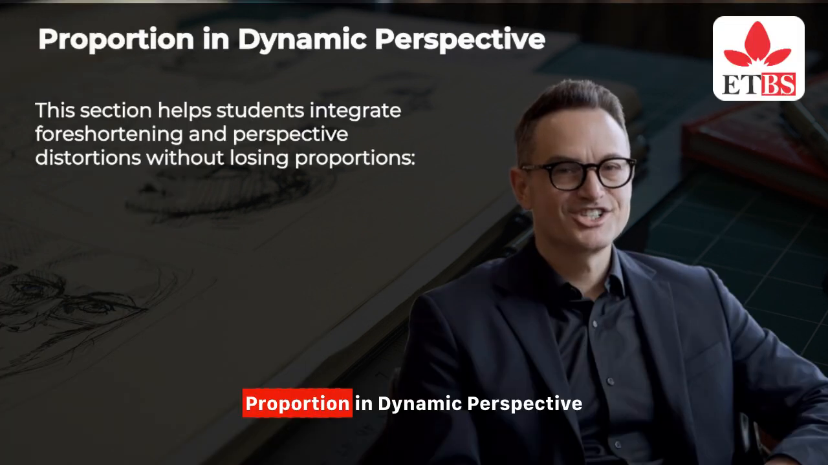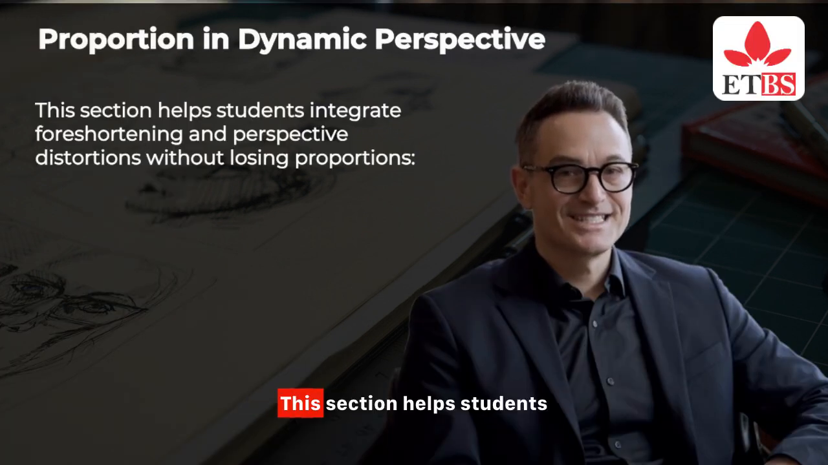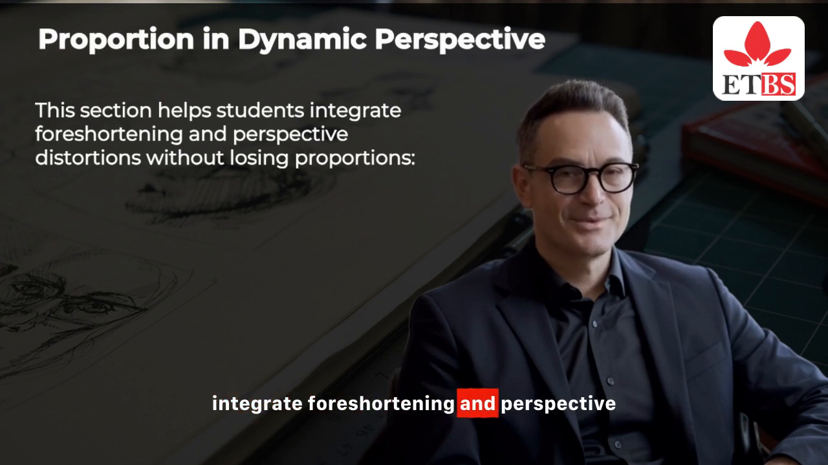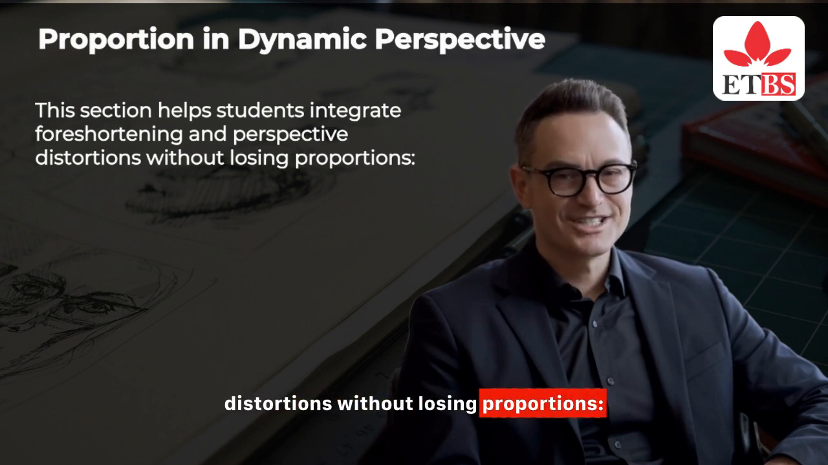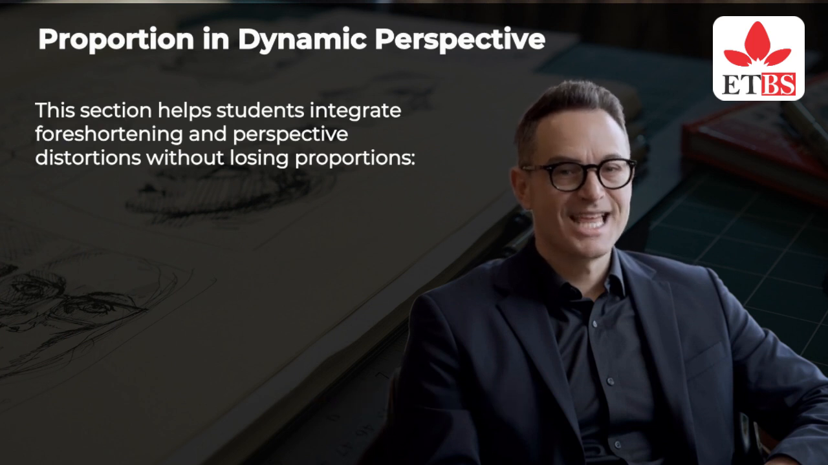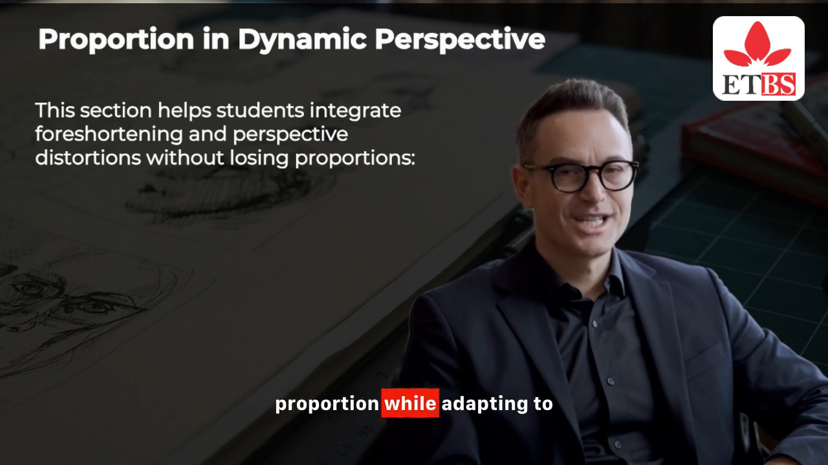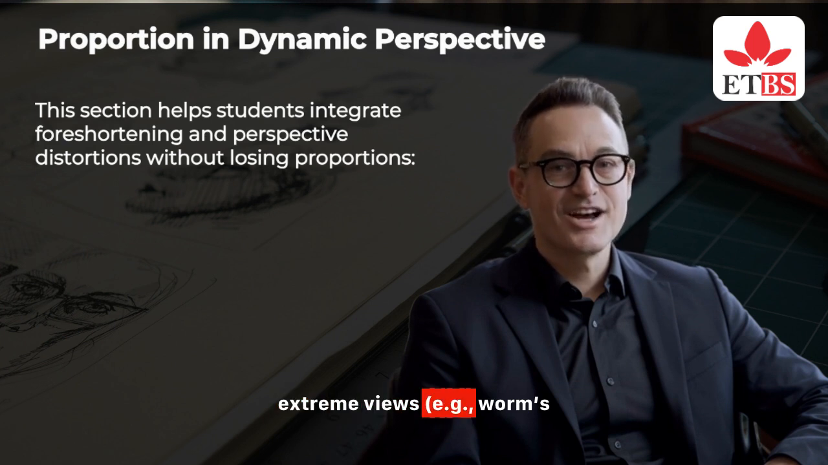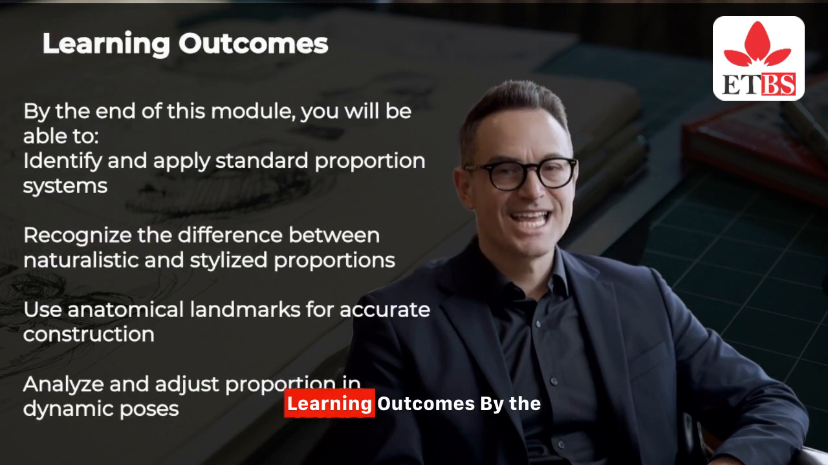7. Proportion in dynamic perspective. This section helps students integrate foreshortening and perspective distortions without losing proportions. How forms appear compressed in space: ellipses, overlaps, and contour shortening, trusting proportion while adapting to extreme views, e.g., worm's eye or bird's eye. Learning outcomes.